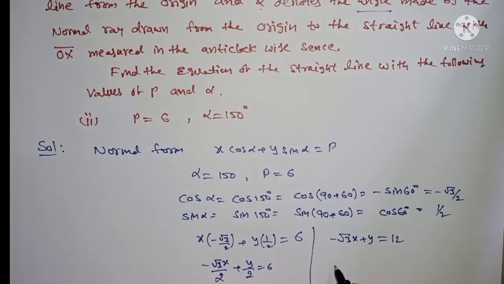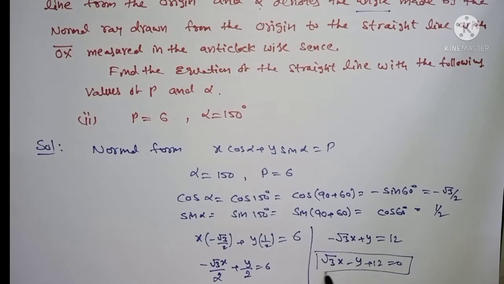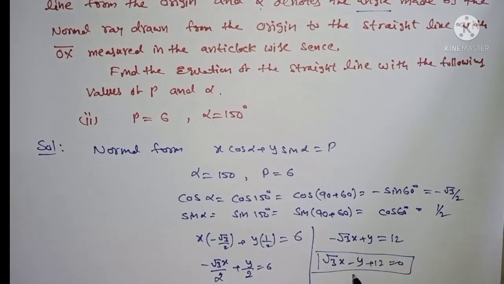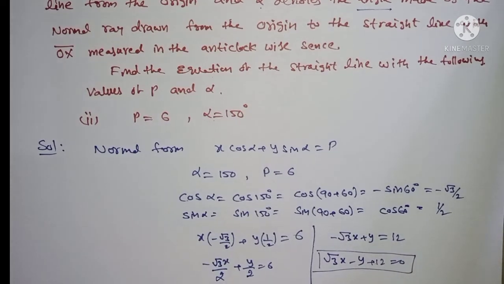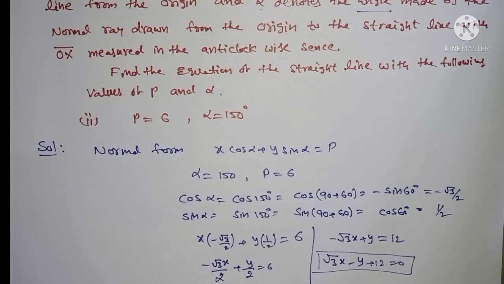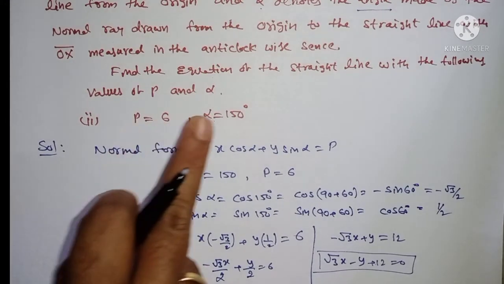Again this can be written as root 3x minus y plus 12 is equal to 0. You can take minus common, you get the answer root 3x minus y, this is minus 12, bring this side plus 12 is equal to 0. This is the equation of the normal form when p and alpha are given.